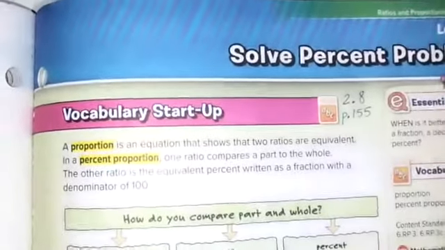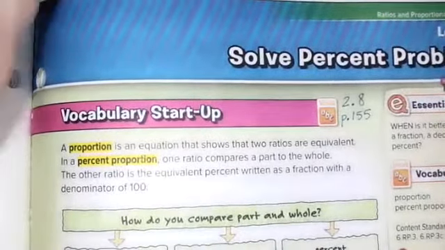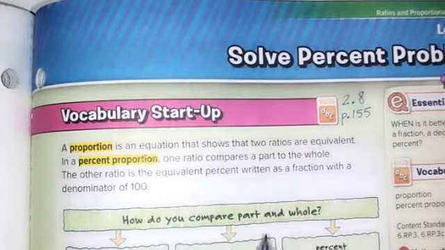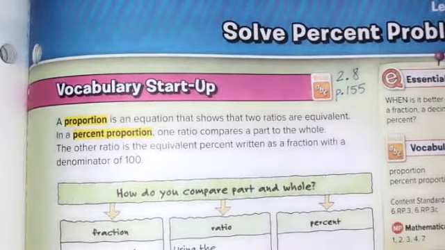A proportion is an equation that shows two ratios are equivalent. And in a percent proportion, one ratio compares the part to the whole. The other ratio is the equivalent percent written as a fraction with a denominator of 100. So how do we compare parts and wholes? Let's take a look at this.